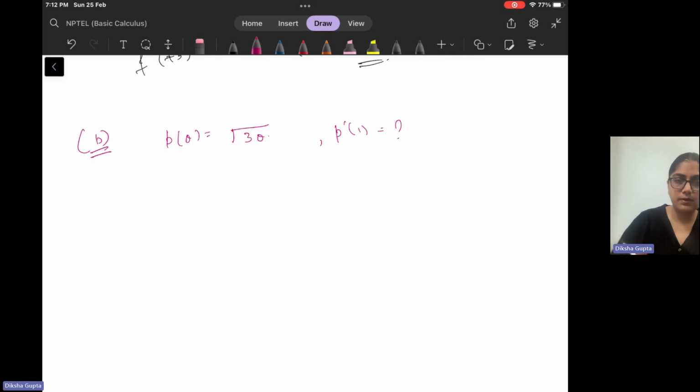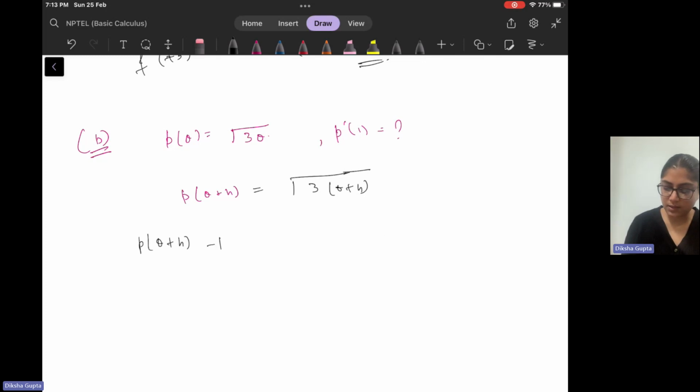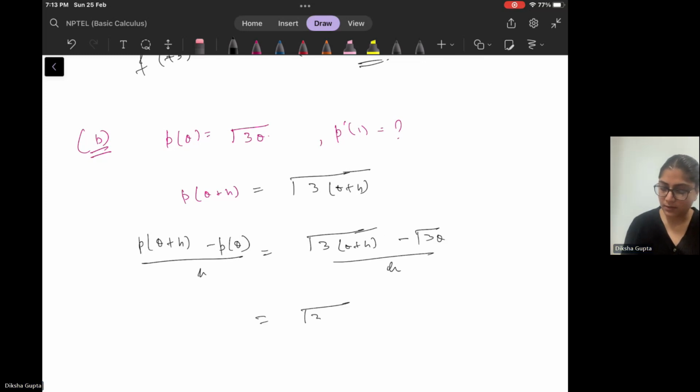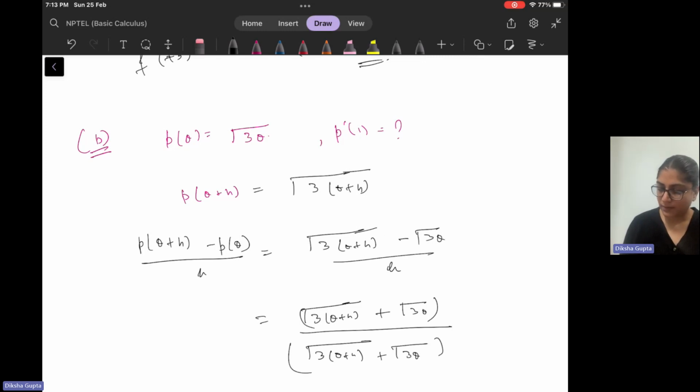Again, we'll find P of theta plus h equals under root 3 theta plus h. Then P of theta plus h minus P of theta upon h is under root 3 theta plus h minus under root 3 theta upon h. We will rationalize it, multiplying and dividing by under root 3 theta plus h plus under root 3 theta.